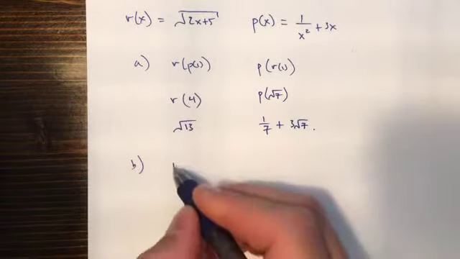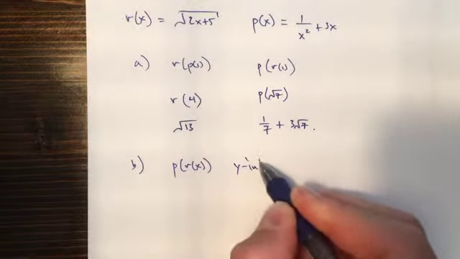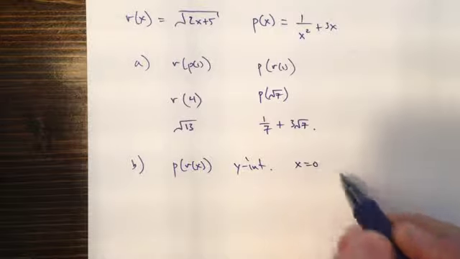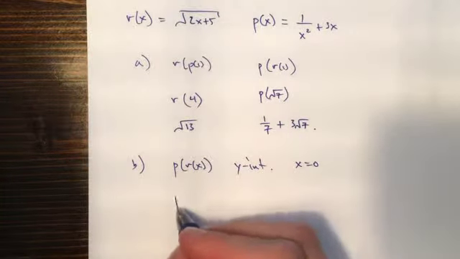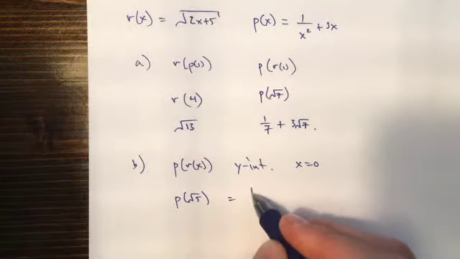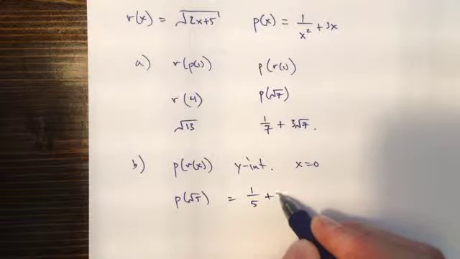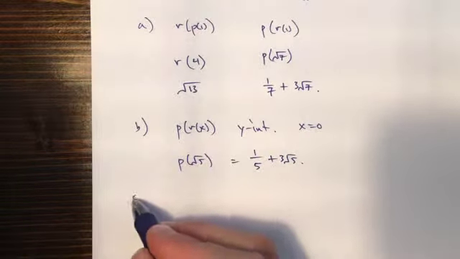Then for b, it says find the y-intercept of p of r of x. Well, find the y-intercept means plug in 0. So if I plug in 0 into r first, I get square root 5. So I want p of square root 5. P of square root 5 is 1/5 plus 3 root 5. So that's the y-intercept of p of r of x.